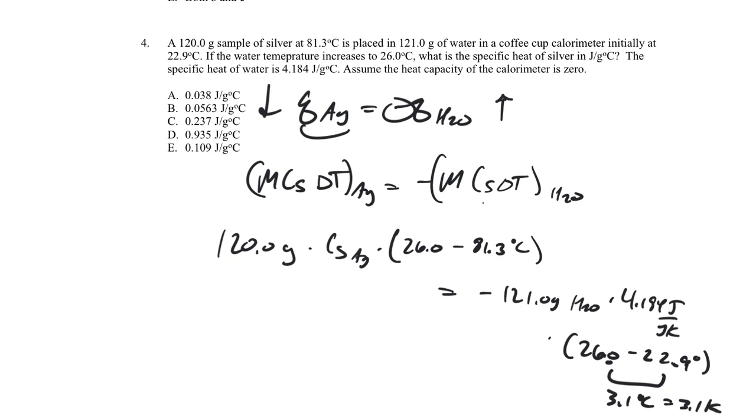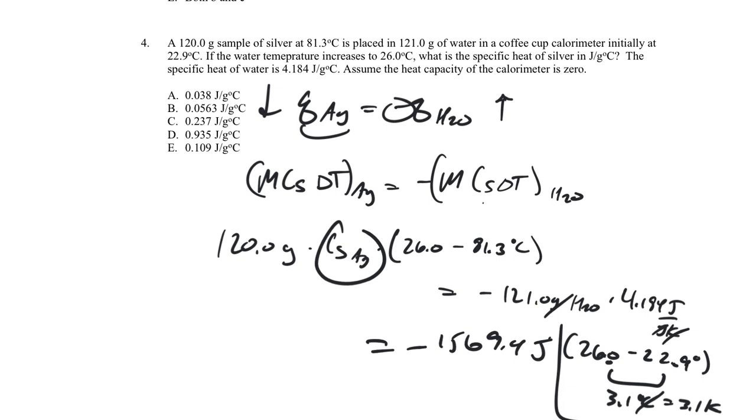Think of it this way: if you want to convert to Kelvin, convert the 26 to Kelvin, the 22.9 to Kelvin, take the difference, and you'll agree that it's 3.1 Kelvin. And so our units here cancel just fine. And so the only thing I don't know is Cs. So let me take 121 times negative 4.184 times 3.1. So I have negative 1569.4. And now the only units left are joules.